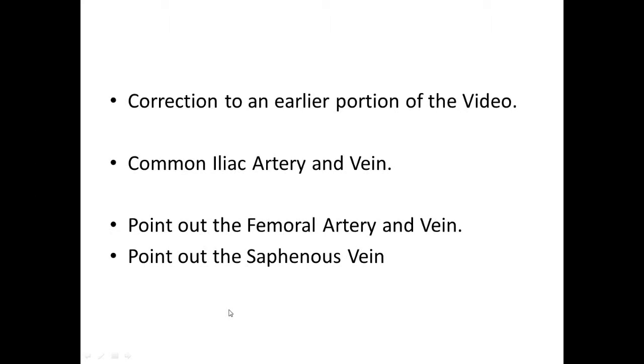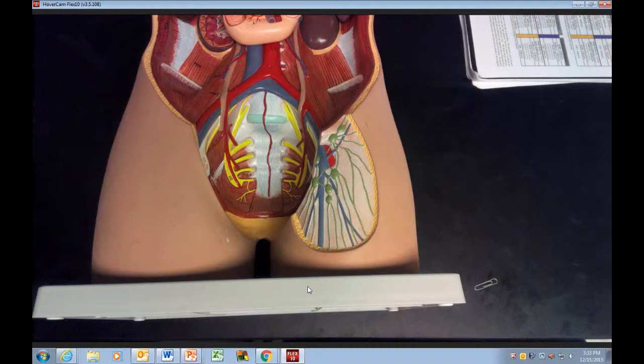So I need to do a quick correction to the previous portion of the video, and I'll probably upload this separately or combine it with the last one, depending on time. I talked about the common iliac artery and vein, and I referred to part of it as the femoral. So let's clarify and point out the femoral artery and vein, and point out the saphenous vein.